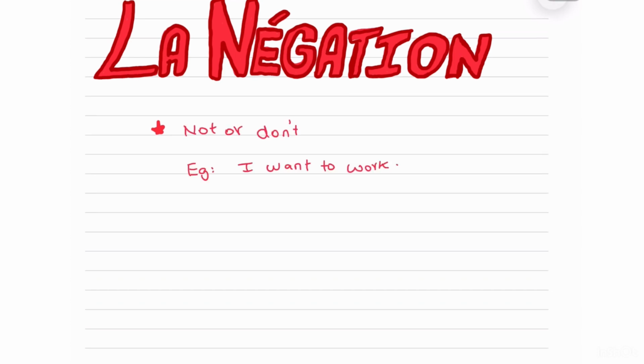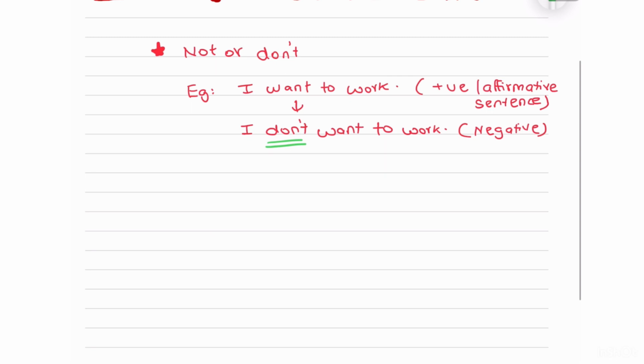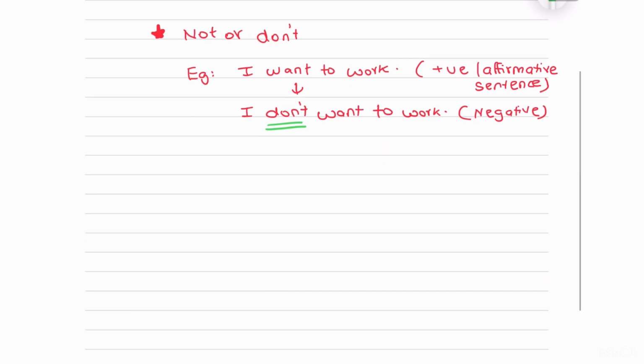Like here I've got the sentence, "I want to work." This is a positive or affirmative sentence. Now if I want to make it negative, I just add the word "don't" before "want." This one word changes the entire meaning of your sentence, right? In the same way, we have a format in French, that is, la formation.